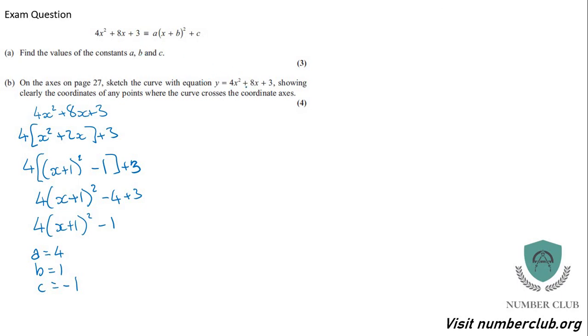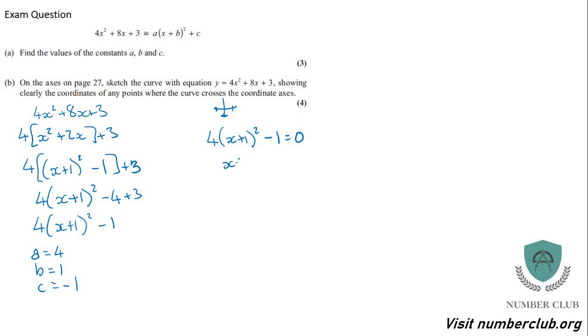So every so often they might give you 8x squared plus 16x plus 6 for some reason, showing clearly the coordinates of any points where the curve crosses the coordinate axes. It's not asking for the turning point, it's asking for the coordinate axes. That's not just the solutions on the x-axis, but it's also the solutions on the y-axis, the y-intercept as well. So let's go for solving it then. So we know that 4 lots of (x plus 1) all squared minus 1 needs to equal 0.